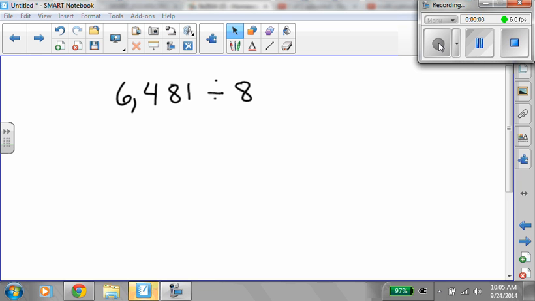This refresher is about estimating quotients. And this is estimating quotients using compatible numbers. But before we use compatible numbers, let's start with something that works out perfectly.